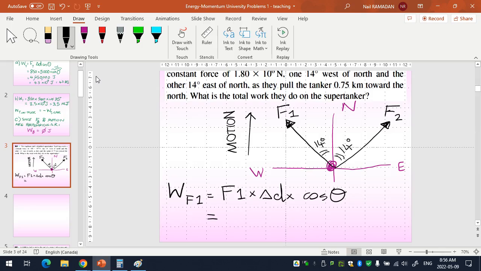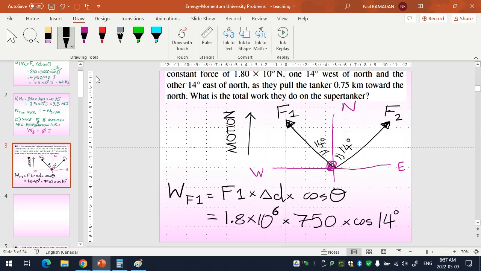1.8 times 10 to the 6, or 1.8 million newtons, times 6 times... What's the distance? 0.75 kilometers, but it needs to be in meters. So if you multiply by 1,000, you get 750. Times cosine of, if I move this guy here, tail to tail, yep, it's 14 degrees between the two. Yeah, that makes sense.